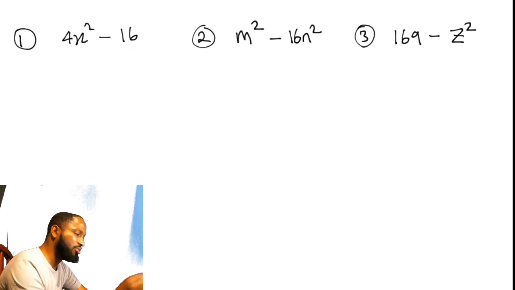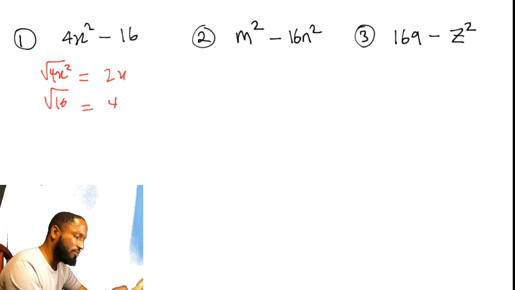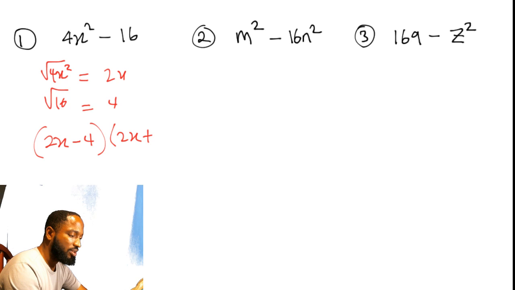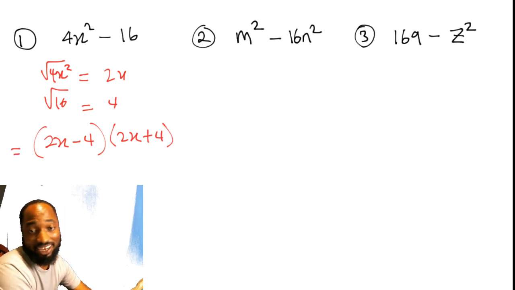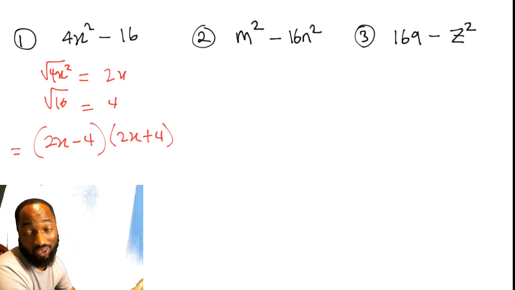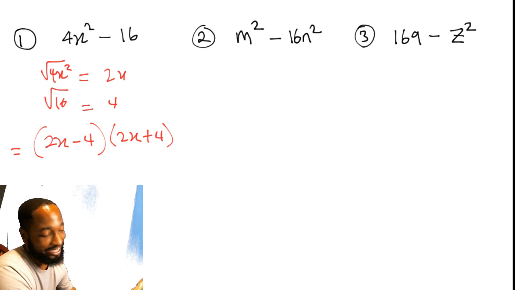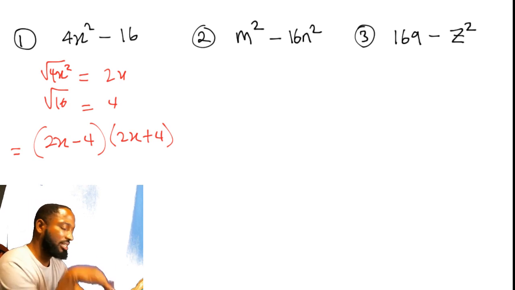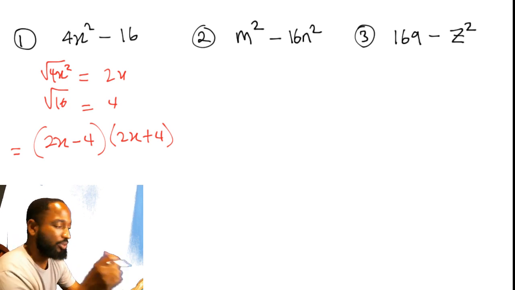The first thing I want to do in this case, well, what a lot of people seem to do is square root each one. So now you have 2x, now you have 4. So you do 2x minus 4 and 2x plus 4. I did this already and left it like this. I was doing it fast and forgot to do one thing, and that's a big problem. Now you lose 1 mark out of the 2.